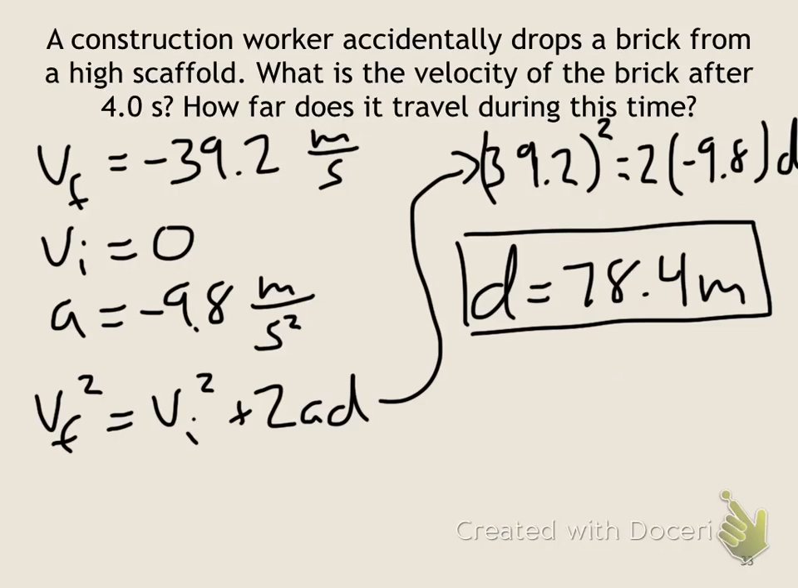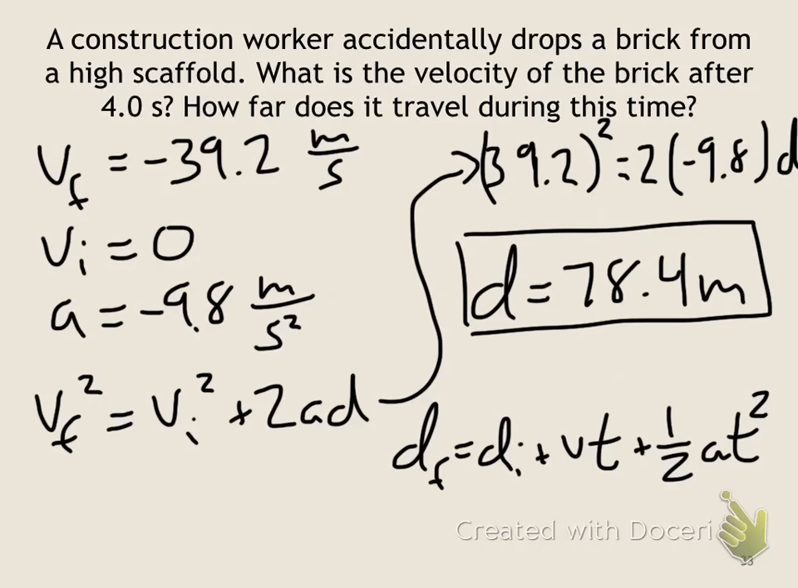Now you could use this equation. You could use the distance final is equal to distance initial plus VT plus 1/2 AT squared. It's just as easy. It's one step, and you would get the exact same answer.